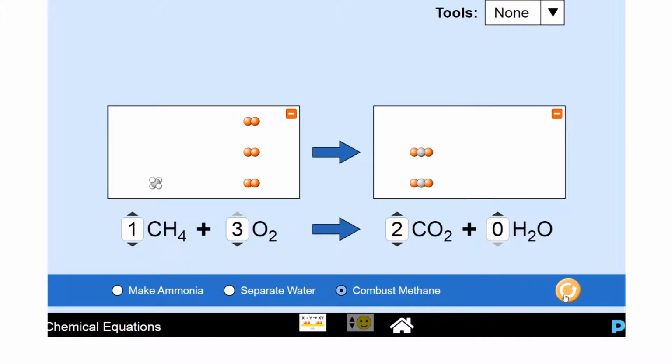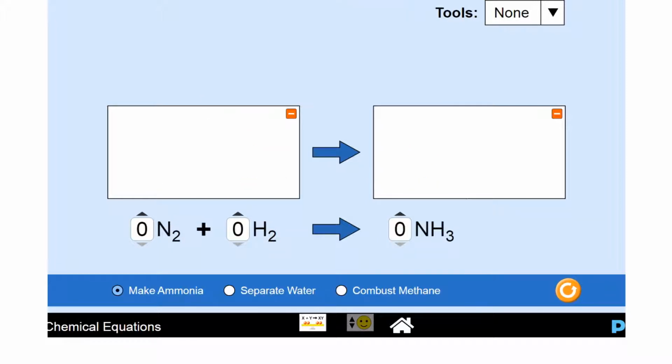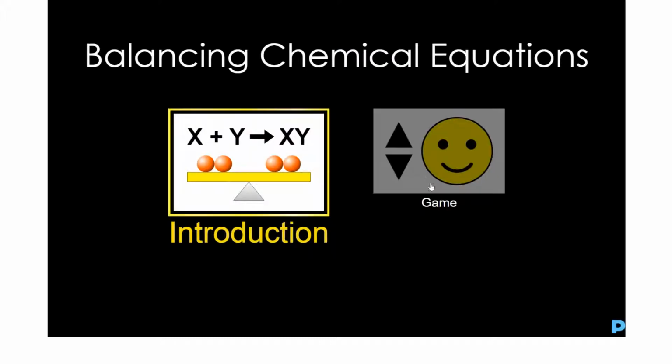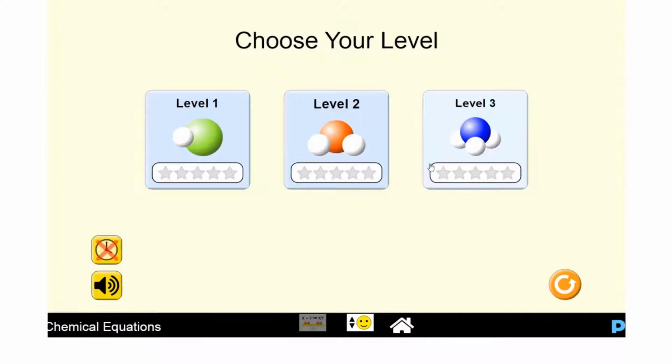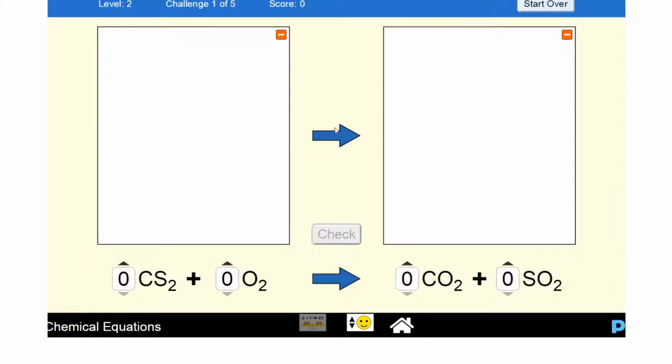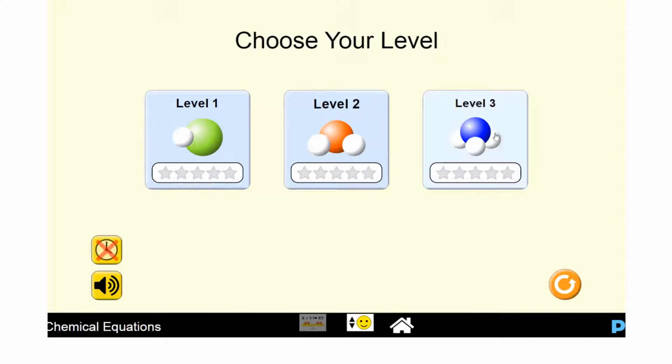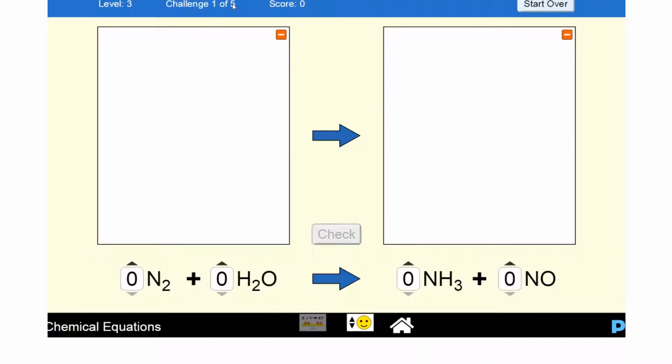Okay, so to play the game, you may need to refresh your browser and get back to this initial screen. And here you're going to choose game. And your choice is to play your game at either level 2 or level 3 difficulty. And notice it's going to ask you a series of questions. It gives you 5 questions there at level 2, and probably the same thing at level 3. So you're going to, again, get more practice in creating balanced equations.